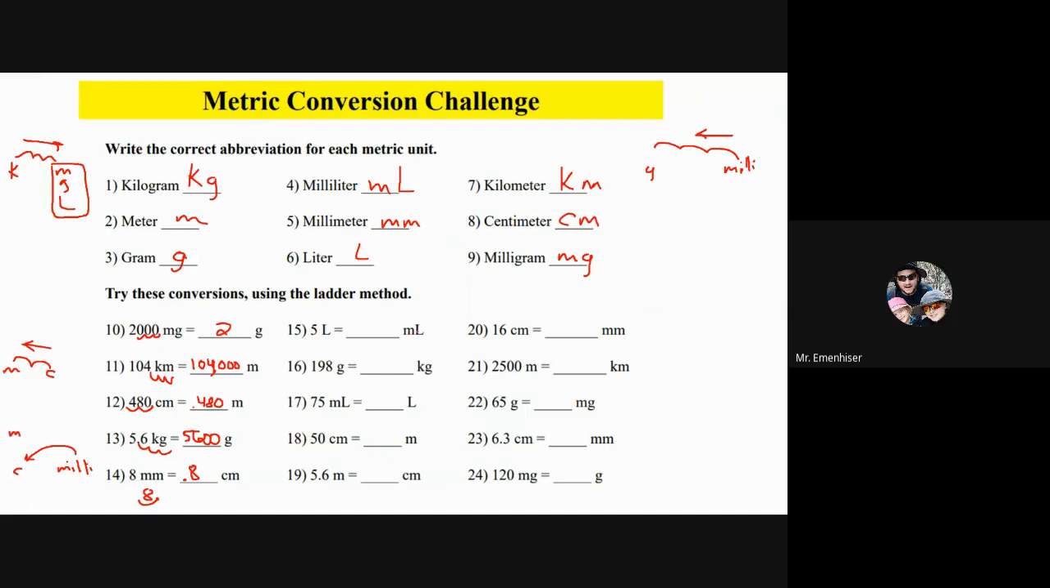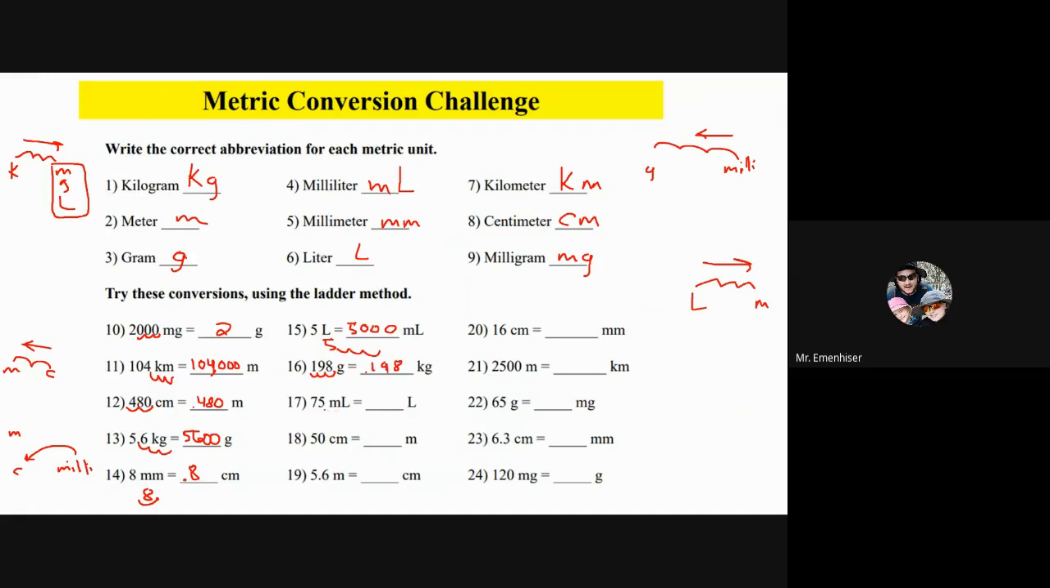5 liters to milliliters. Liters is here. Milli is down here. It's 3 jumps that way. So 5, move that decimal 1, 2, 3. Fill in with zeros, we get 5,000. 198 grams. How many kilograms? We're going to move the decimal 3 places this way. 1, 2, 3. 0.198.